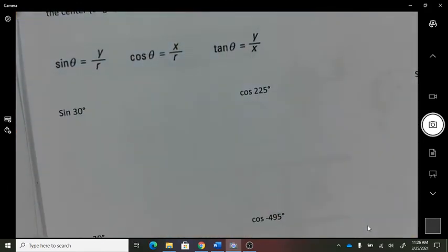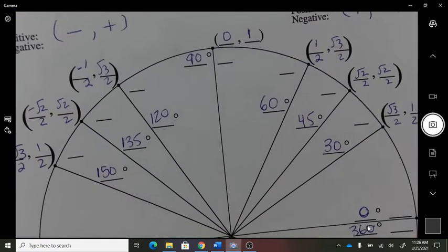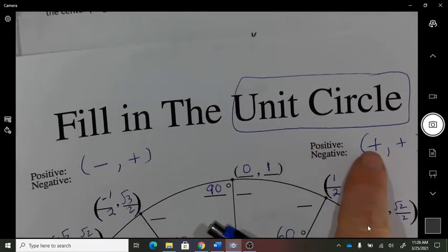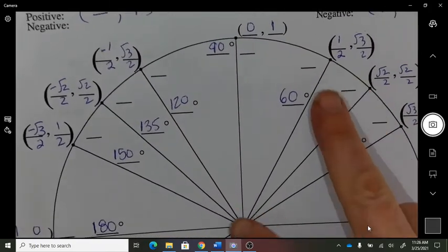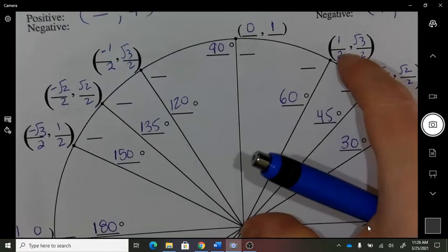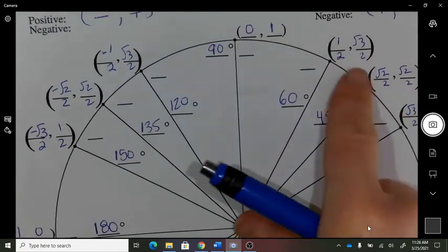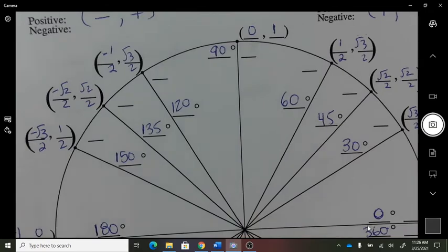So what we know on this unit circle is that when it's called a unit circle, the r value, the radius, is 1. Every single point on this circle will be a 1 radius away.